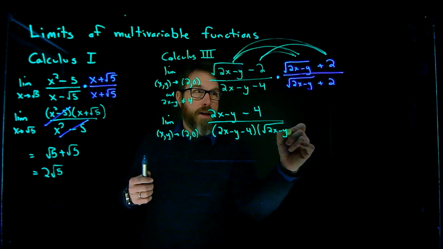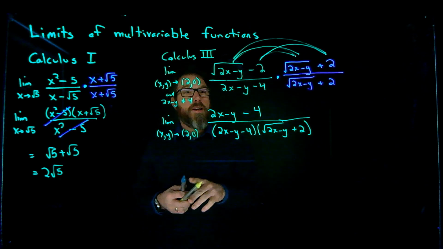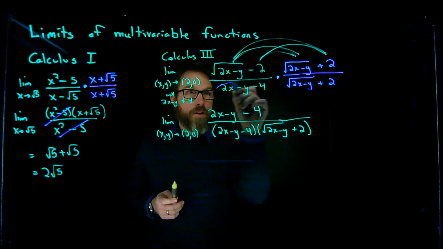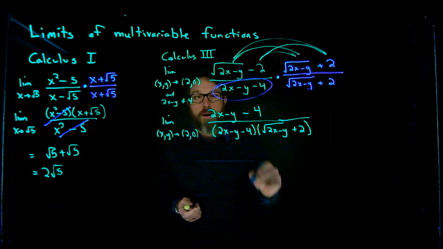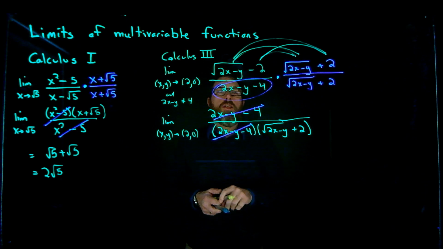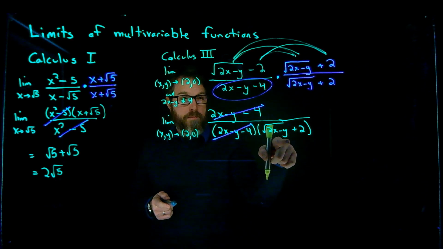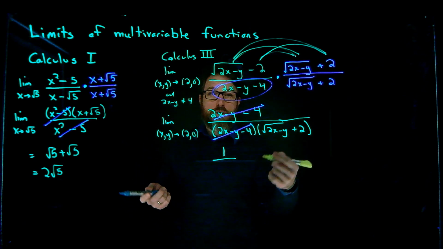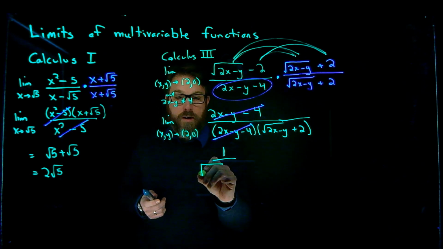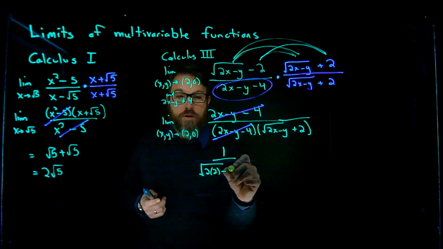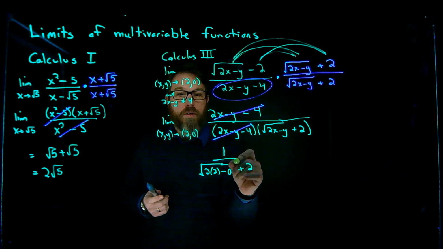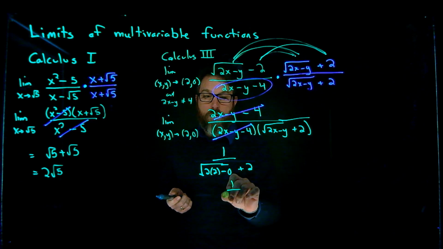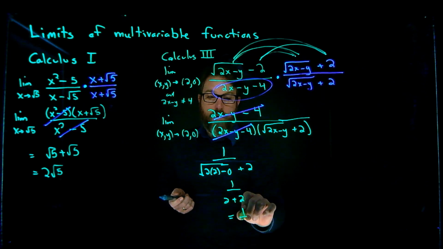And we will see the reason why we did that is because when you plug in x equals 2 and y equals 0 into this expression here, you know that you're going to get 0 on the bottom, but boom, they cancel. So now we're going to be 1 over this expression. So this is going to be 1 over, and now let's see if I can plug in x equals 2, y equals 0. Well, this would be the square root of 2 times 2 minus y, which is equal to 0, plus 2. So this is going to be root 4, which is going to be 2. So this is going to be 1 over 2 plus 2, which is going to equal 1 over 4.